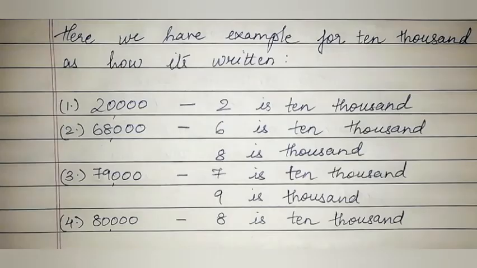Here are a few figures, as for example, 10,000, how it is written: 20,000, 68,000, 79,000, 80,000. Now 20,000 has 2 in the 10,000s place. 68 has 6 in the 10,000s place and 8 in the thousands place. 79 again has 7 in the 10,000s place and 9 in the thousands place. 80,000 is 8 in the 10,000s place.